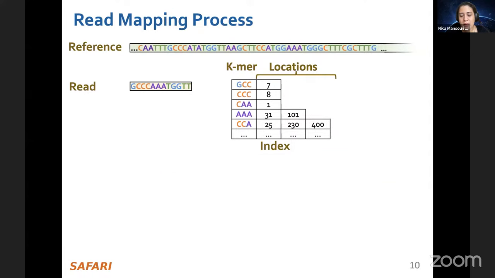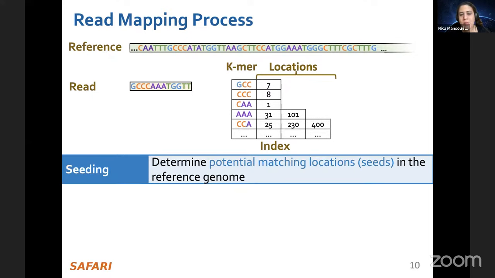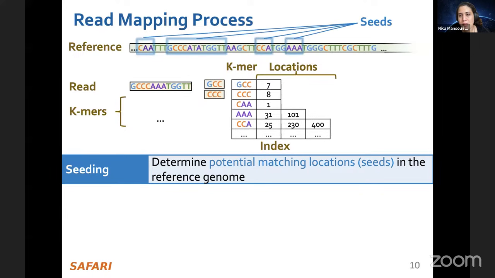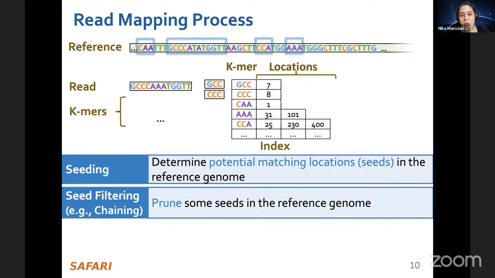To alleviate these overheads of read mapping, state-of-the-art read mappers use several heuristics. Typically, we can say that they fall into three steps. The first step is to determine some potential matching locations, or seeds, in the reference genome. To do so, we extract some of the k-mers from the reads and look up these k-mers in the index. If they hit, we mark the corresponding locations of these k-mers in the reference genome as seeds. To further reduce the search space, we have another step called seed filtering, or chaining.